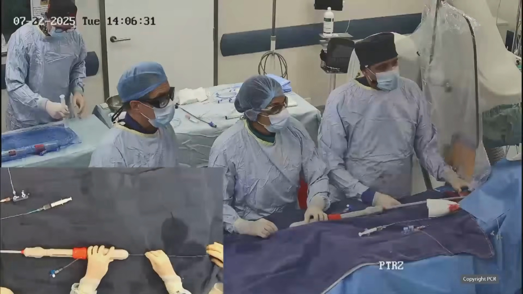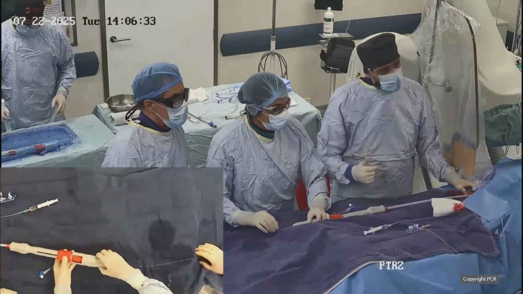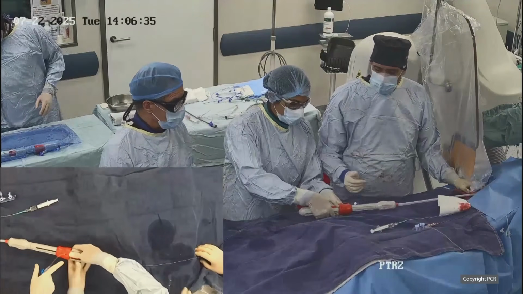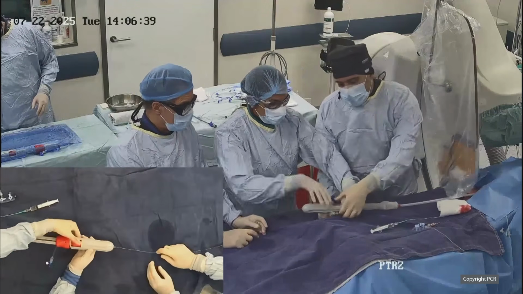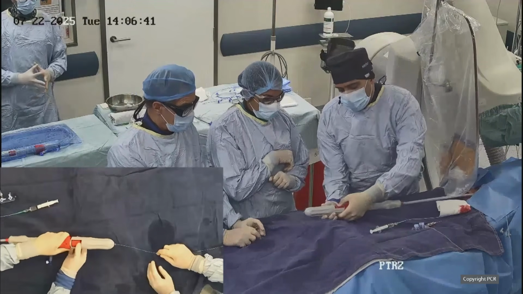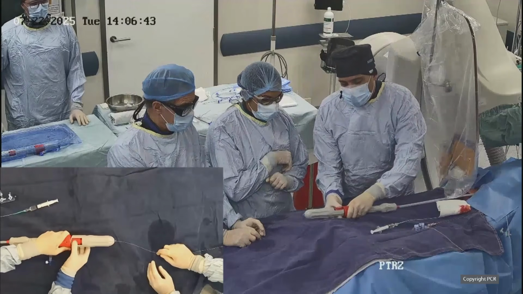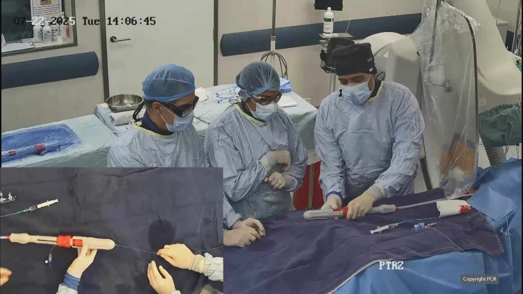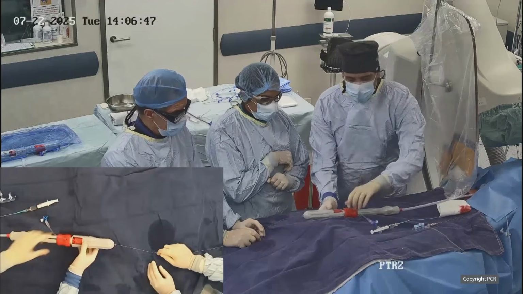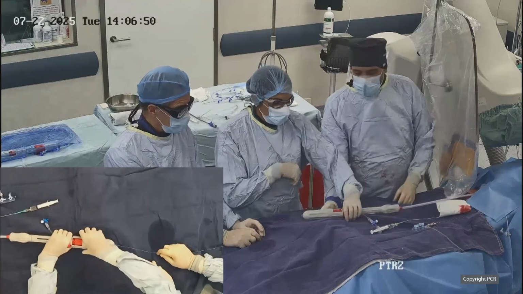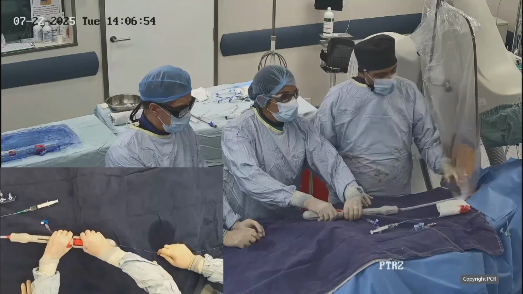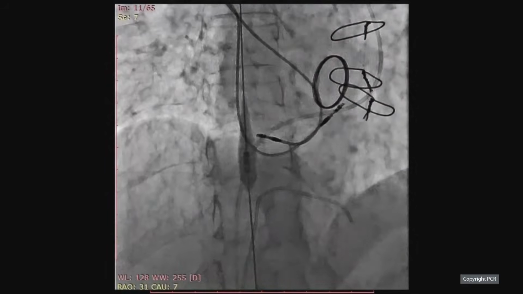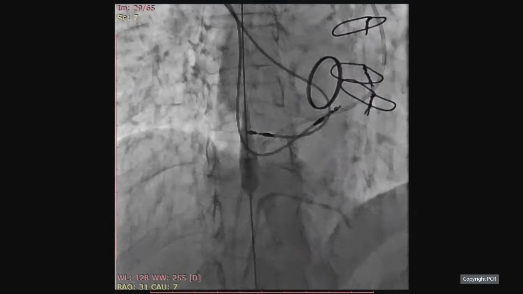Right place. Perfectly implanted. So we are going to unlock the system. You see, the unlock is like this. So you have to move the system and then you unlock. And now we are going to release it by holding this red mark and pulling the system back. Perfect. The wire is absolutely in position.